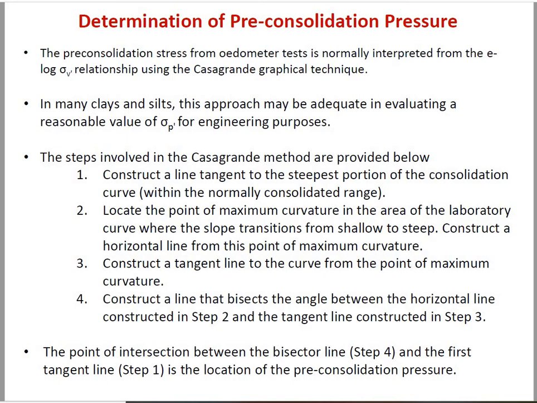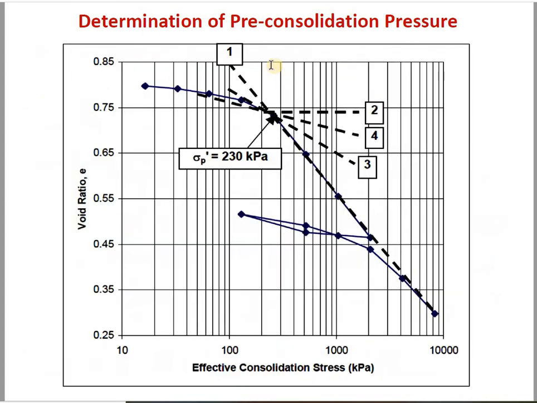I'll just explain the procedure. The steps involved in the method are given here. I will show the graph and explain how the pre-consolidation pressure is determined. Here this is the result of the odometer test. You have the void ratio on the y-axis and the effective consolidation stress on the x-axis.